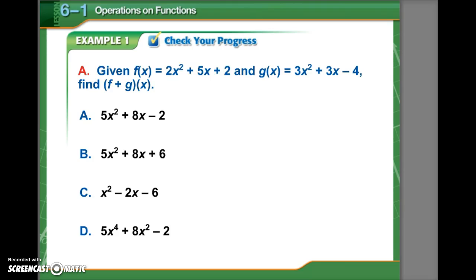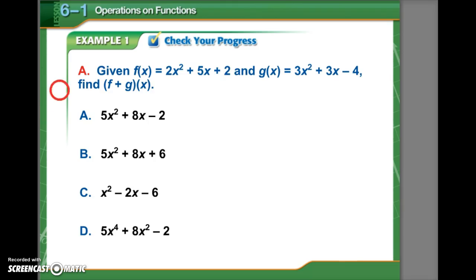All right, here's a problem for you to check yourself on. You have f of x is 2x squared plus 5x plus 2. G of x is 3x squared plus 3x minus 4. And you have to find f plus g of x. All right, our answer for this one is A.